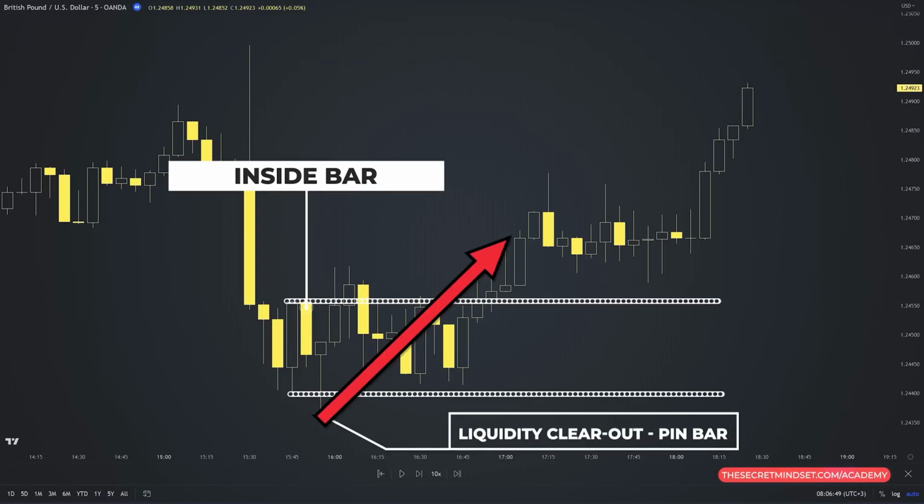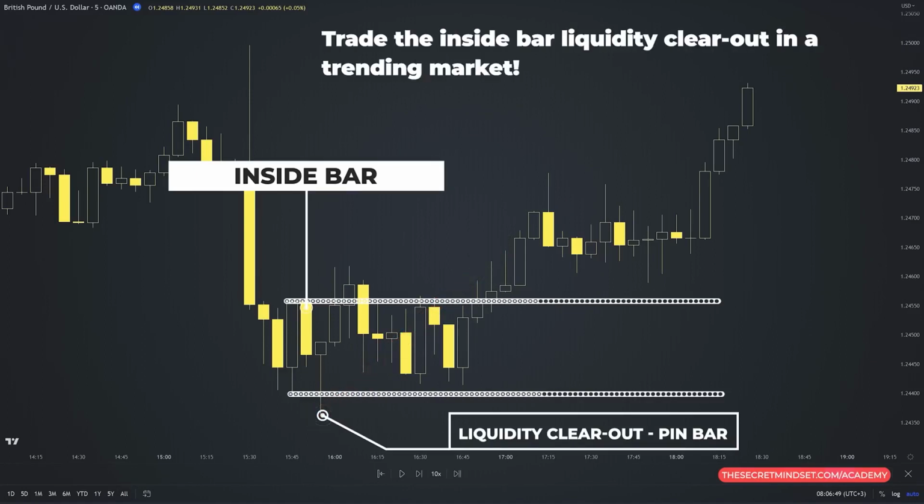When you spot a large candle and then several inside bars, be ready to witness a false breakout. In most cases, banks will try to trap retail traders. My advice is to trade the inside bar liquidity clearout in a trending market.